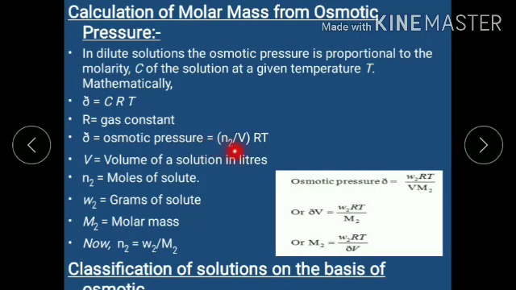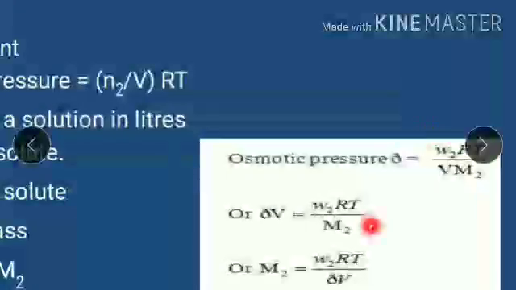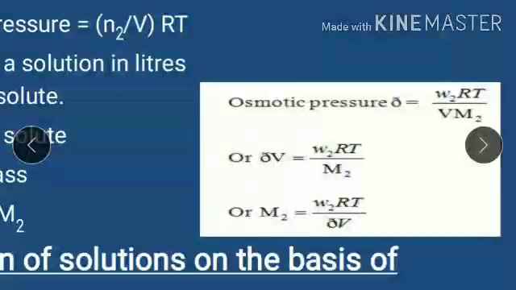Pi is equal to n2 upon VRT. V is the volume of the solution. n2 is the mole of solute. W2 is the mass of solute. And M2 is the molecular mass of solute. And n2 is equal to W2 upon M2. Okay, this is the formula.